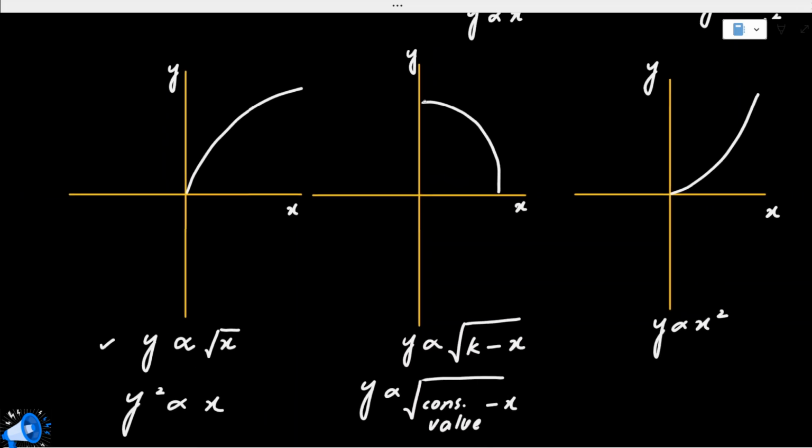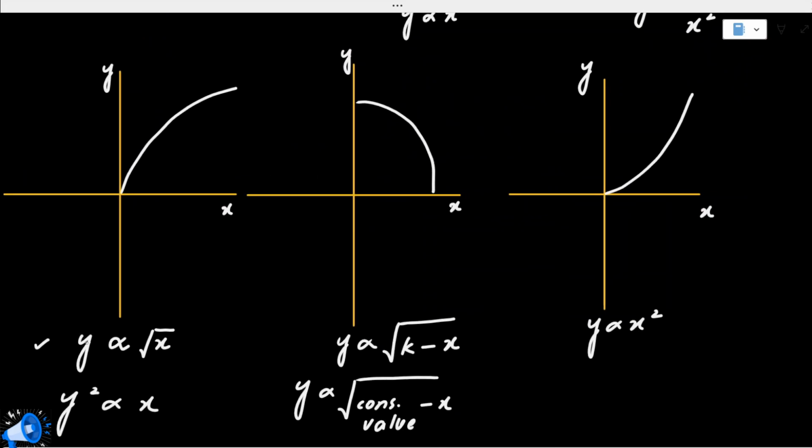Okay, the next one, the fourth one, is y is directly proportional to square root of x, or you can also say, if you take square on both sides, y square is directly proportional to x. The graph is something that looks like this. It looks like a curve which is decreasing in terms of the gradient.